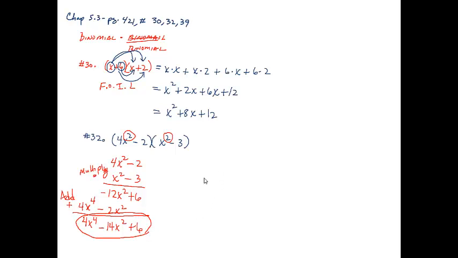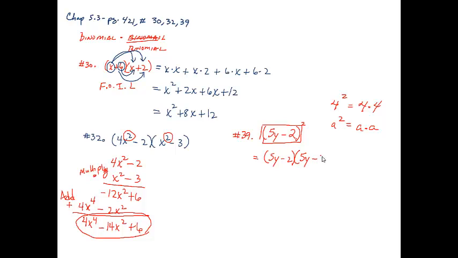Alright, so the first way we did was the FOIL. This is the vertical. And then the last problem we're going to look at is number 39. And it says 5y minus 2, whole thing squared. Now before we start this problem, remember that if I have something squared, for example 4 squared, that is the same as saying 4 times 4, which means a squared is the same as saying a times a. So when I see 5y minus 2 whole thing squared, that is the same as saying 5y minus 2 times 5y minus 2.